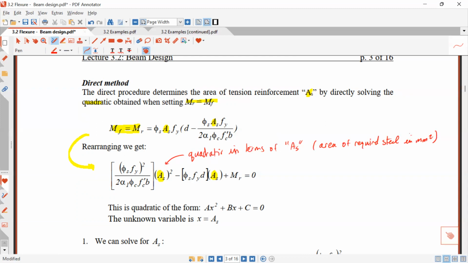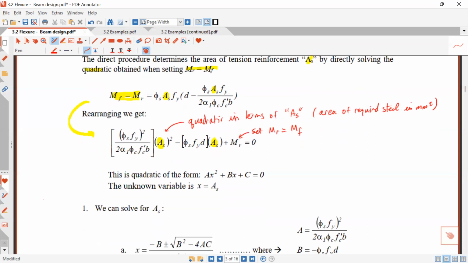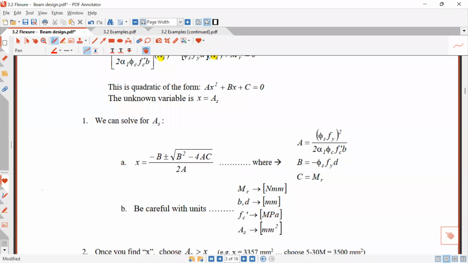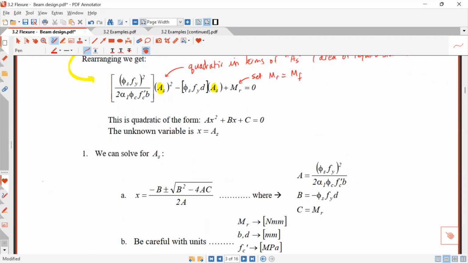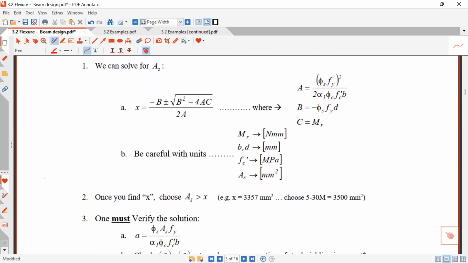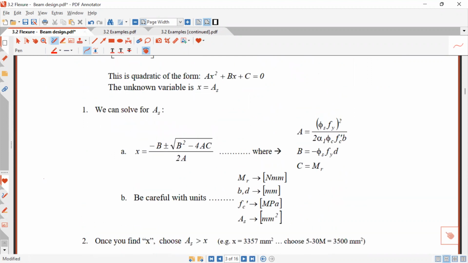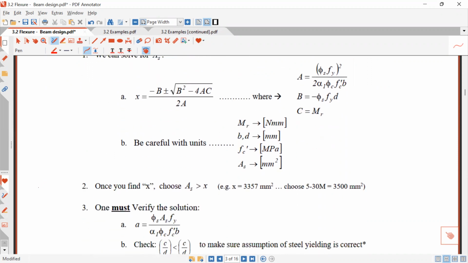Okay, so all the other stuff, I'm going to have a number. What do I do here? I set MR equal to MF, right? So this is going to be a number. The only unknown is this area of steel. So we can solve for the area of steel. Again, it's a quadratic, so we can just solve it. These A, B, C in the quadratic are just these values. We just have to be careful of the units here because we have lots of math. We have to use the correct units as shown here. So I put MR in terms of Newton millimeter, b and d in terms of millimeter, f prime c in terms of MPa, and AS we'll get in terms of millimeter squared.